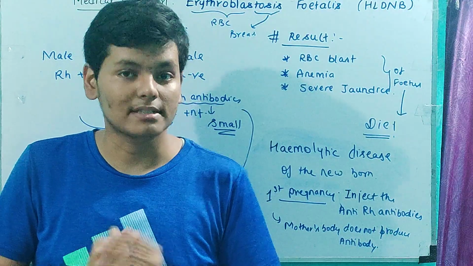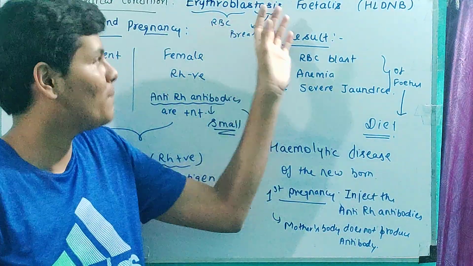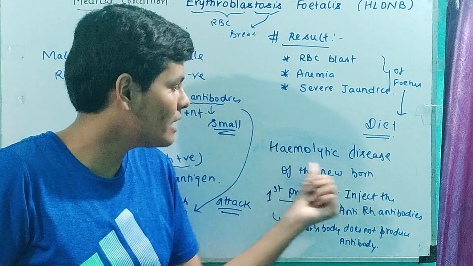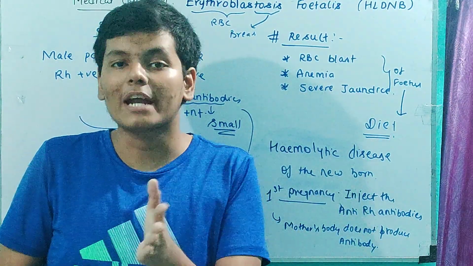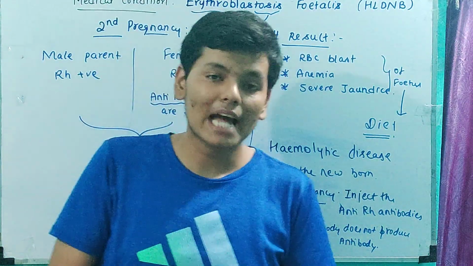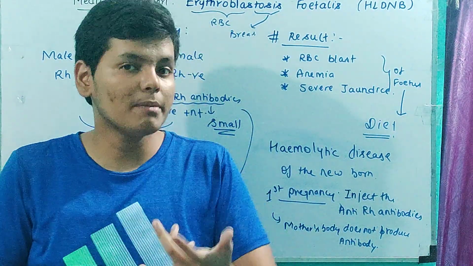So this is the reason why this is called Erythroblastosis Foetalis, that is breakdown of the erythrocytes, or Haemolytic Disease of the newborn, that is breakdown of the cells of the fetus which contain the hemoglobin. And this can be prevented. How can it be prevented?